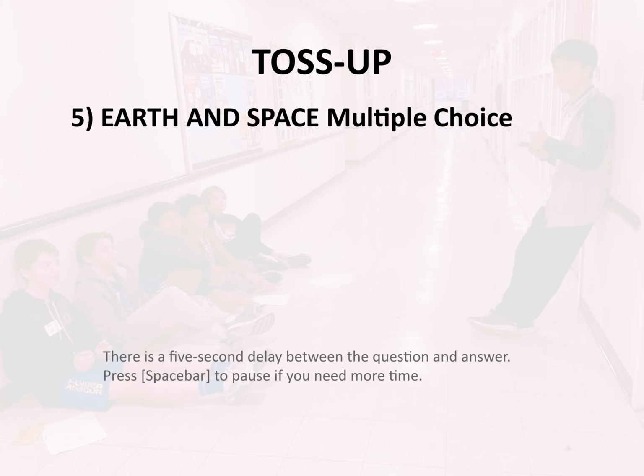Toss-up 5. Earth and space multiple choice. Which of the following statements is not true about the Gulf of Maine? W. It is highly fertile. X. A gyre circulates nutrients and pollution through the Gulf.